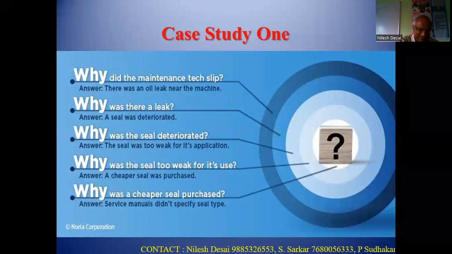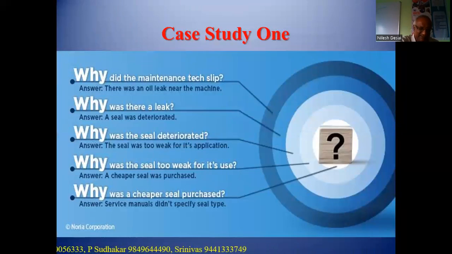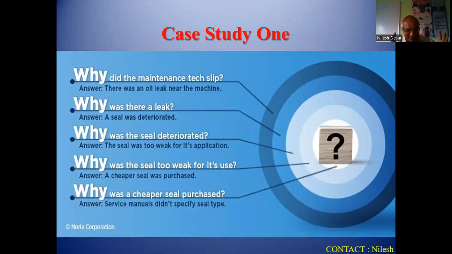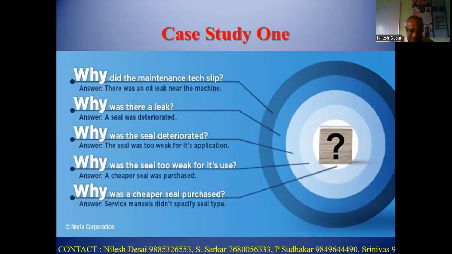Why was a cheaper seal purchased? The answer, the service manual did not specify the seal type. So for that machine, they have given a service manual in which they did not specify which kind of seal is to be used.